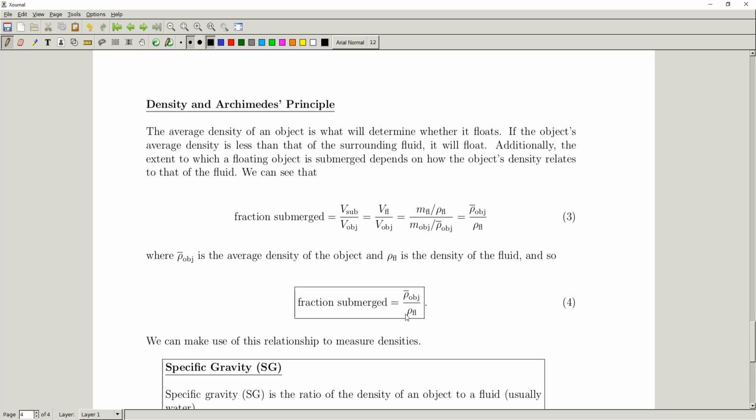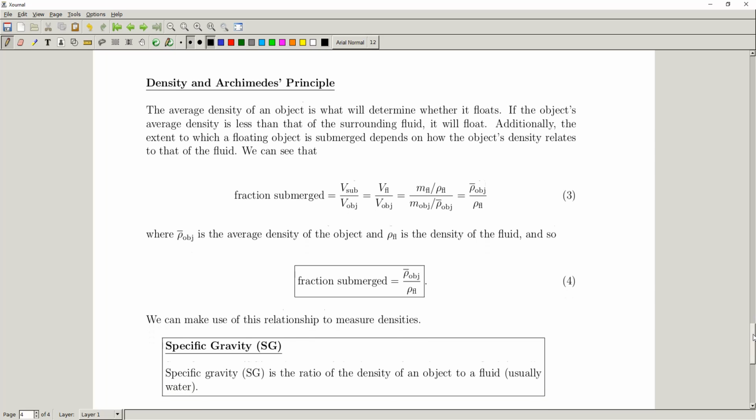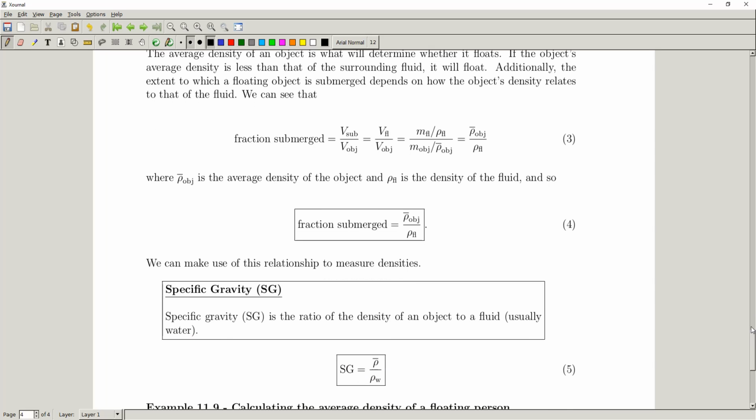And so we can make use of this relationship to measure the density of objects that we don't want to start weighing directly. We can just start floating objects over some sort of a fluid, and if we see how far they submerge, we can right away tell what their density is, right? And this leads us to this idea of specific gravity.